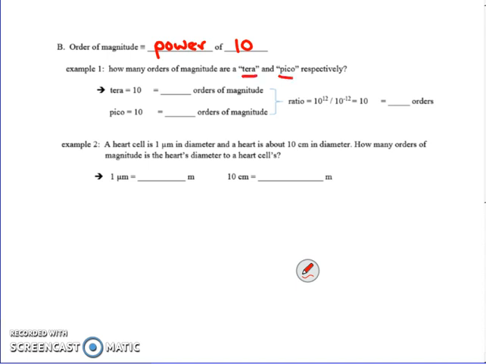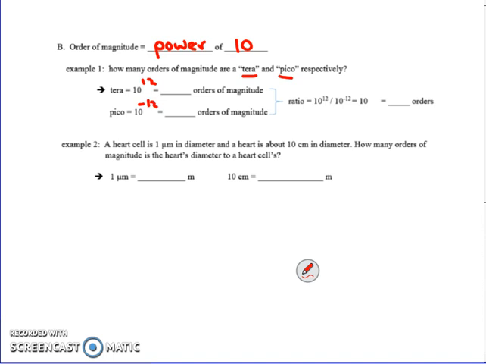Okay? So, for example, let's say I want to know how many orders of magnitude the terms tera and pico mean, respectively. So again, you're not expected to know those off the top of your head. You go to your reference tables, we look up the word tera, and we see it's 10 to the 12th, and pico is 10 to the negative 12. So tera is a huge amount, a trillion. Pico is a tiny amount, a trillionth.